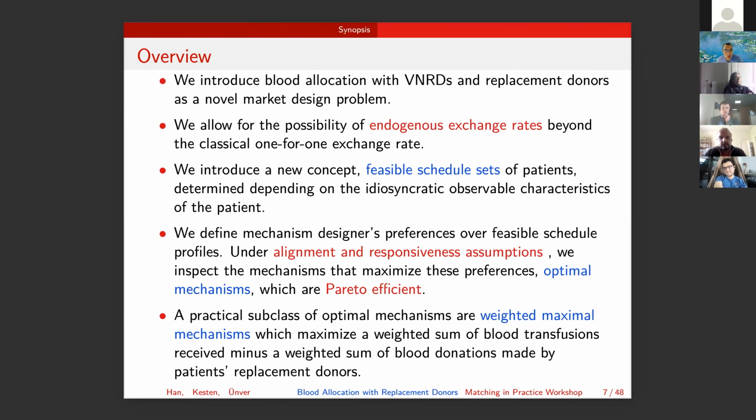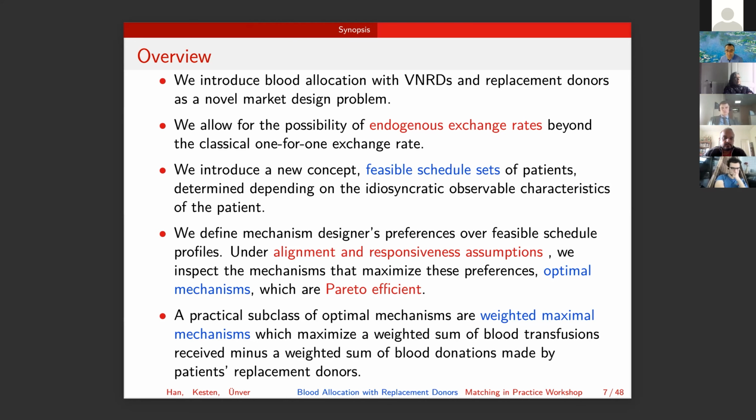So we introduced blood allocation with voluntary non-remunerated donors and replacement donors as a novel market design problem in this paper. And we allow for the possibility of incorporating endogenous exchange rates beyond the classical 1-for-1 exchange rate. So for 1 unit donated, you receive 1 unit in return. And to facilitate this, we introduce a new concept, feasible schedule sets of patients determined depending on the idiosyncratic observable characteristics of the patient.